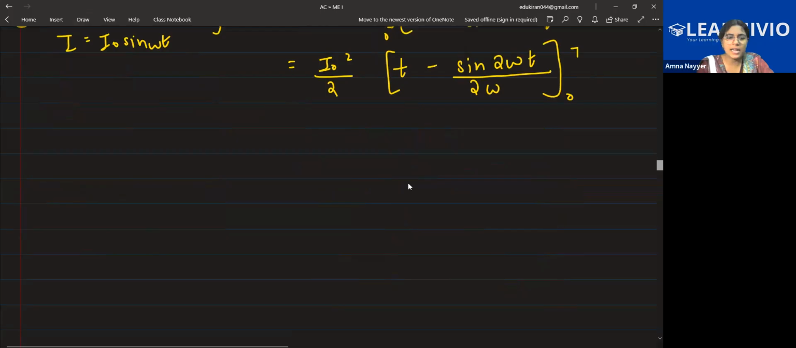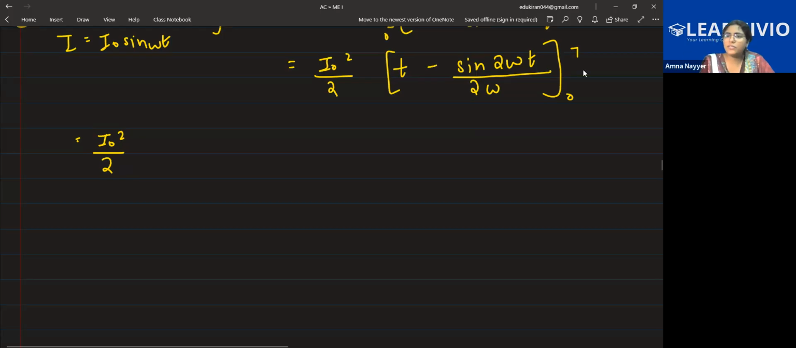Now, let us simplify this further. Just understand properly, you'll be able to write it yourself. See, I naught square by 2 is already here. How do you integrate x to the power n plus 1 divided by n plus 1 from 0 to x? How do we proceed after this integration step? We put the limits, upper limit minus lower limit. That's how we put. So let's put the upper limit first.